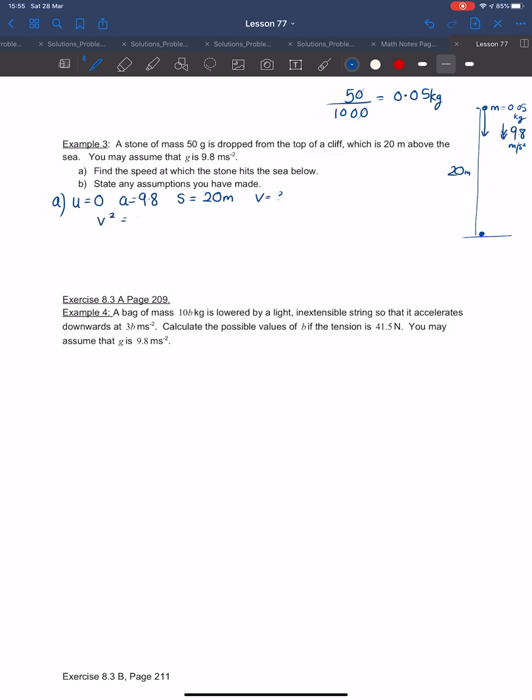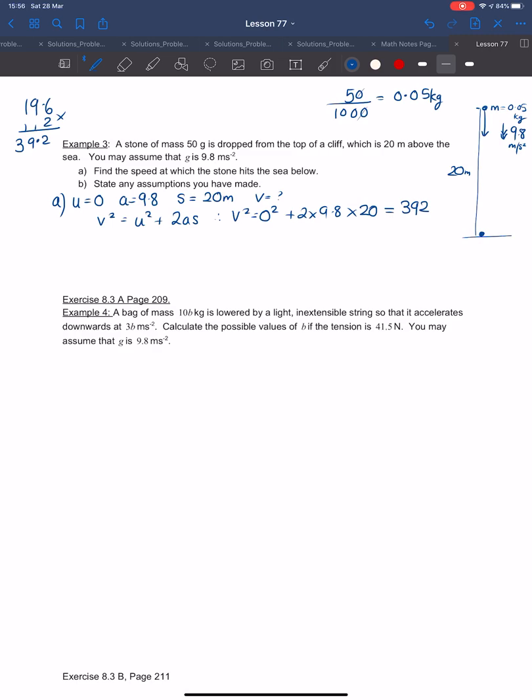And we've got v squared equals u squared plus 2as. So therefore v squared, u is 0, plus 2 times 9.8 times 20. We can say 2 times 9.8 is 19.6. I'll do this up here. 19.6 times 20. So times it by 2, that's 39.2, one decimal place, and then times 10. So v squared is 392.